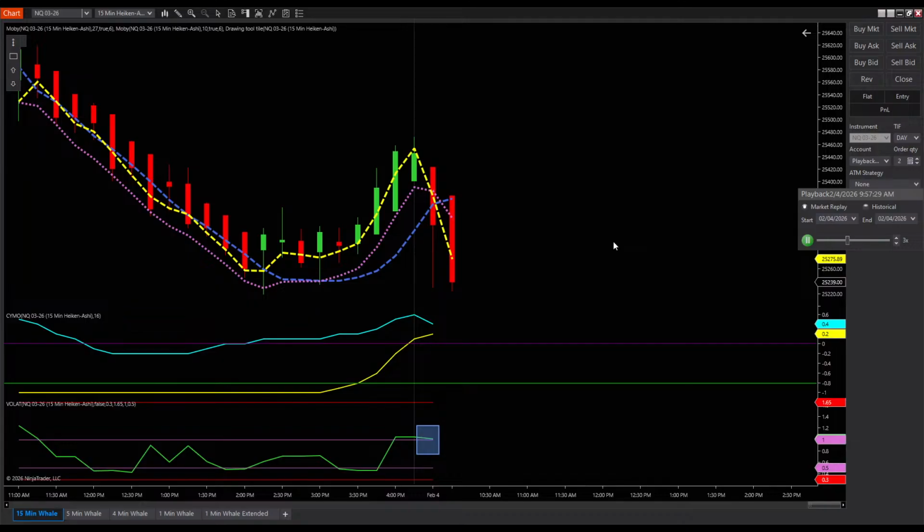What type of software do you use to backtest? It's all proprietary. It's all proprietary software that we have.